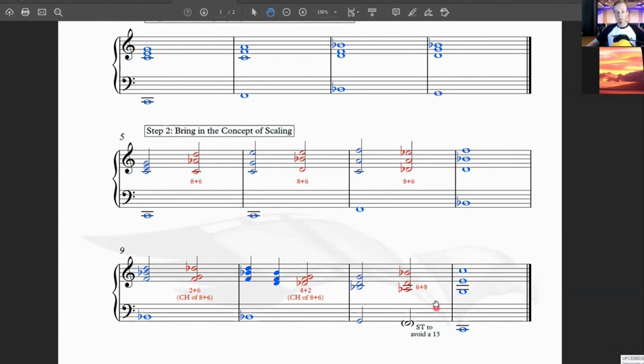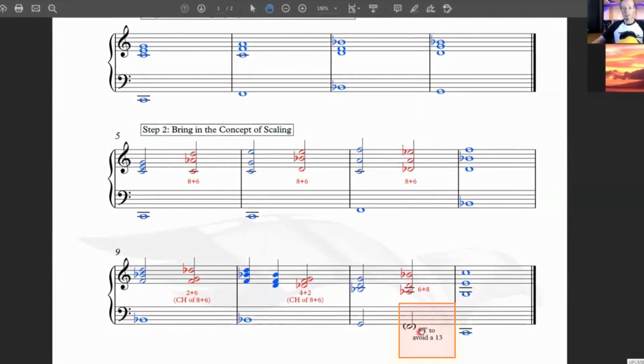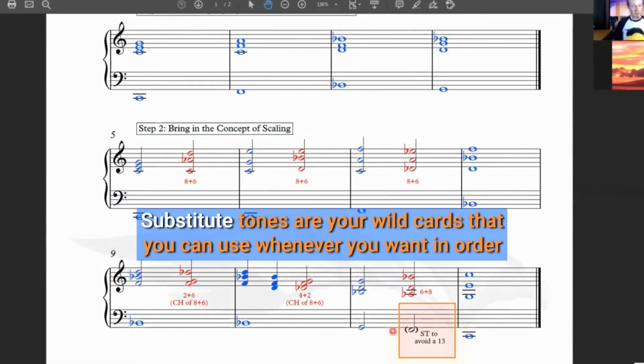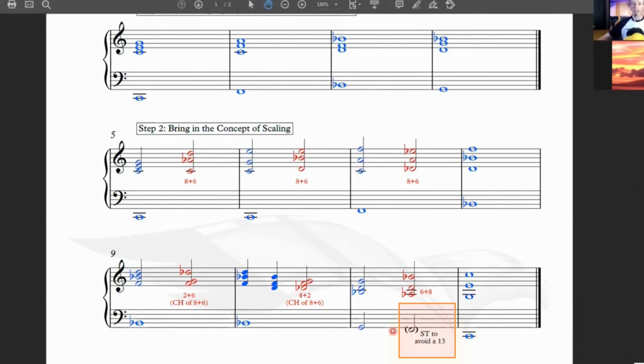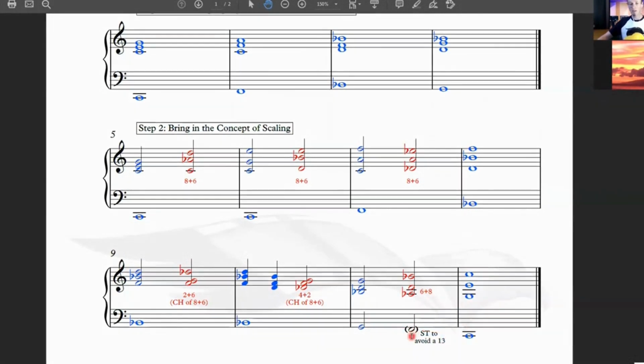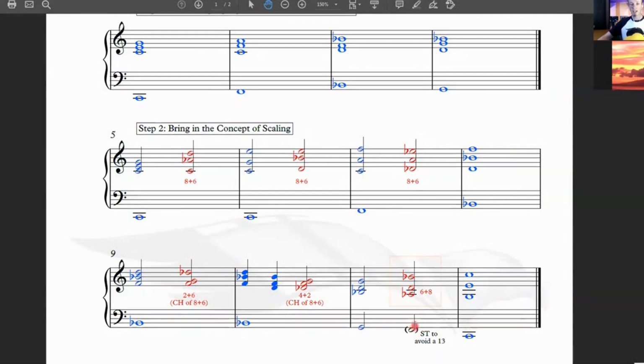The only question that you probably might have is, well, Frank, why did you use a substitute tone down here? Substitute tones are your wild cards that you can use whenever you want in order to compensate or make a line more fluent. And yes, this actually points down already to my tonic here, but still, that is not the reason why I used the F. The main reason is if I kept the G, now you see that I would have run into this A flat on top.